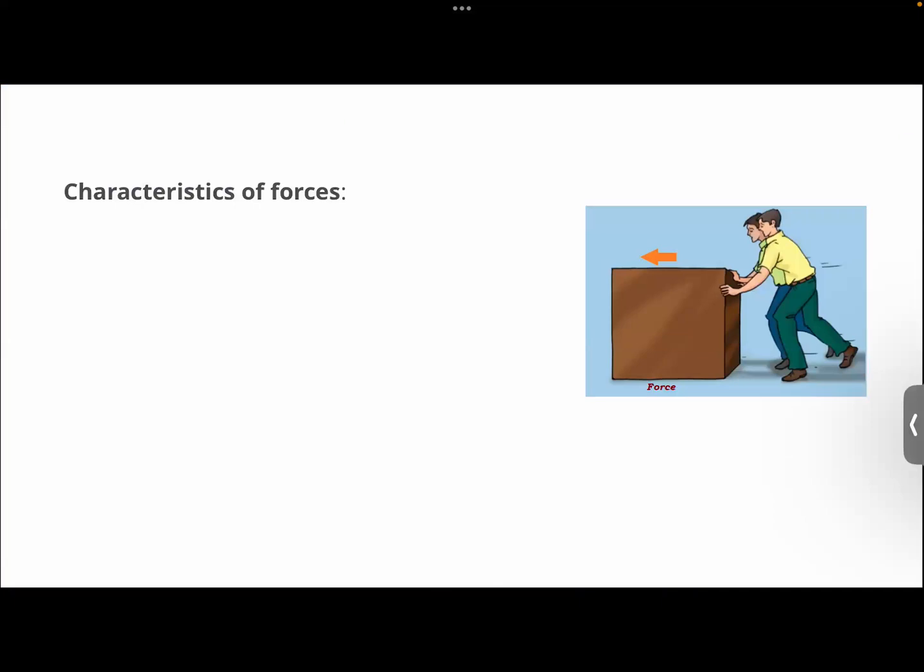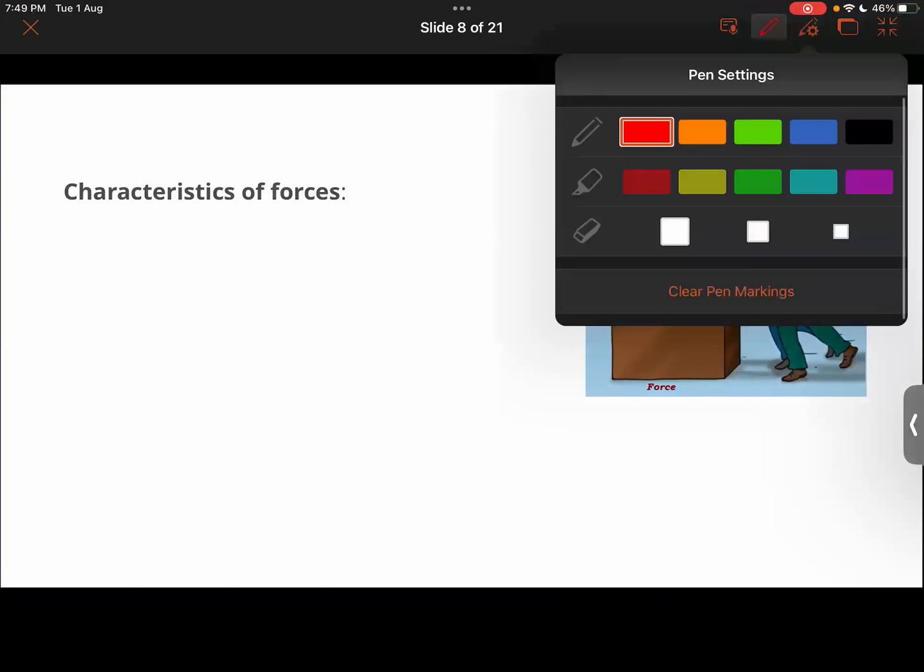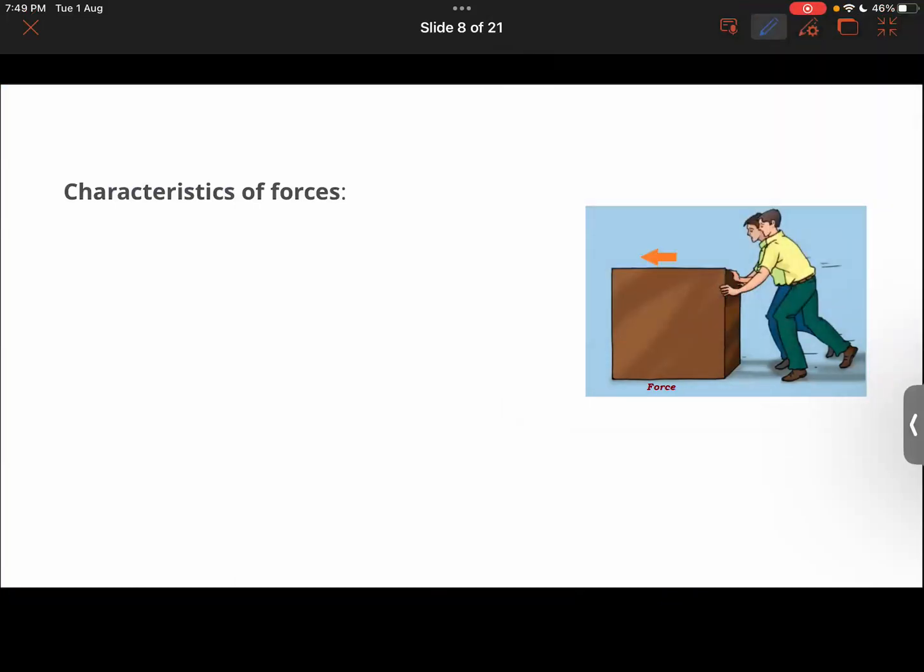Now let's talk about the characteristics of force. Whenever we talk about force, what are the things that take place? Here, force is being applied in one direction by two objects. Tell me when this object will start to move. What is the condition required for this object to move?